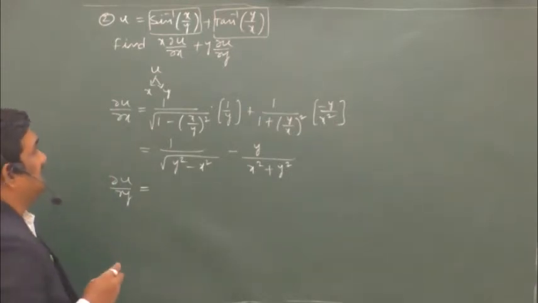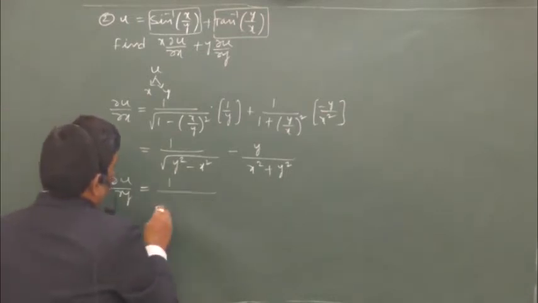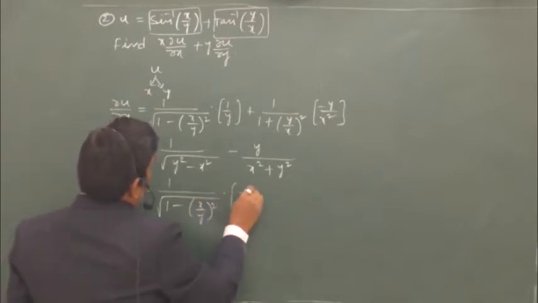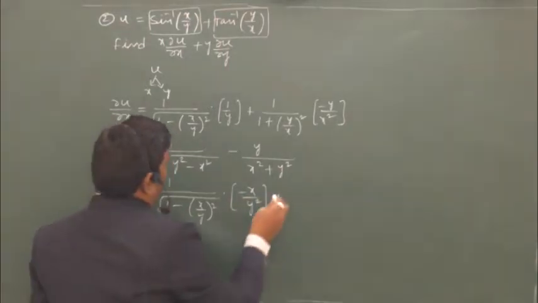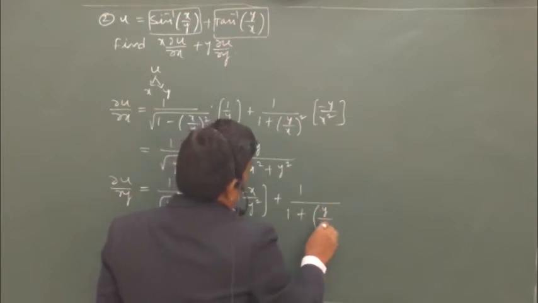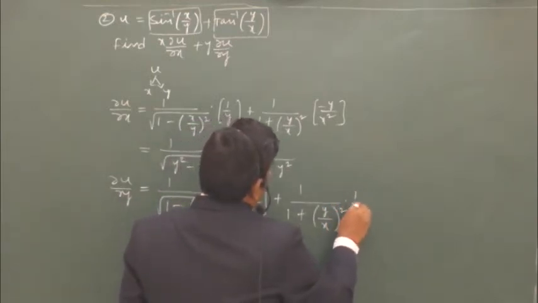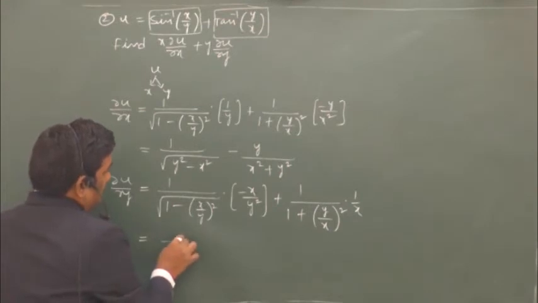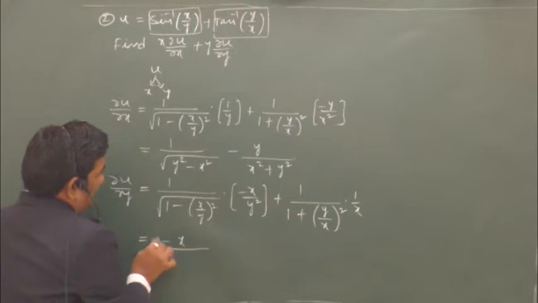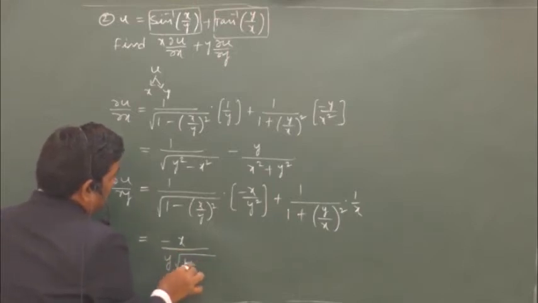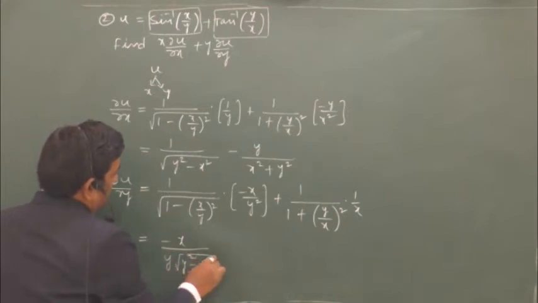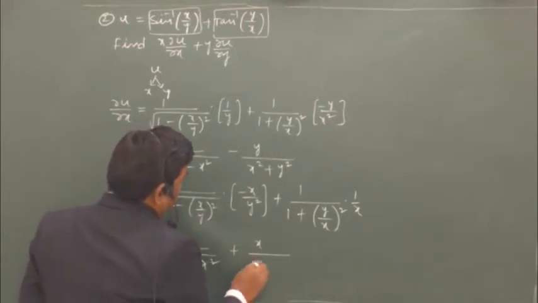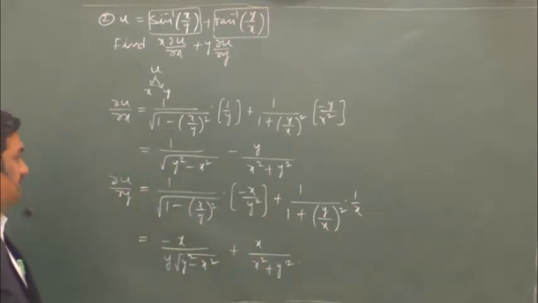Now dou u by dou y: let us apply the derivative for sin inverse of x by y. It is 1 by root over 1 minus x square, and the internal derivative of x by y with respect to y is minus x by y square. And the derivative of tan inverse is 1 by 1 plus x square, and the internal derivative is 1 by x. Now it will be minus x by y into root over y square minus x square plus x by x square plus y square. This is the value of dou u by dou y.